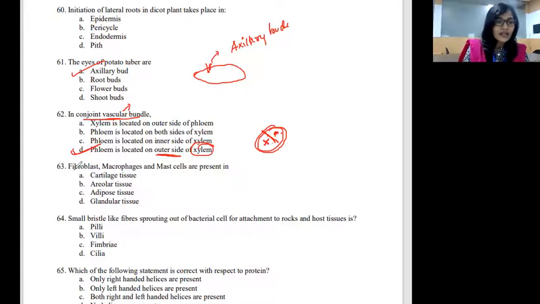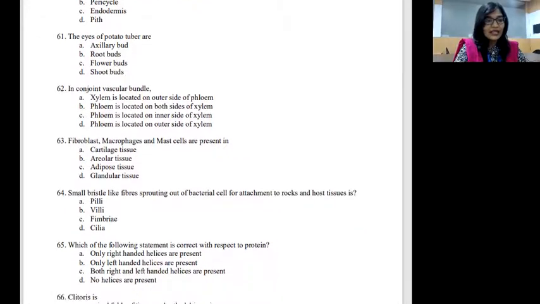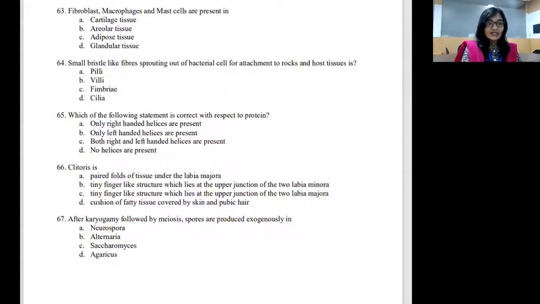Let's take the next question. Fibroblast. Yes, fibroblasts are very important for clotting. And then macrophages are very important for fighting against infections. Mast cells are also important for fighting against infections. Where are they present? They are present in the areolar tissues. Very important. You have to remember they are present in the areolar tissues.